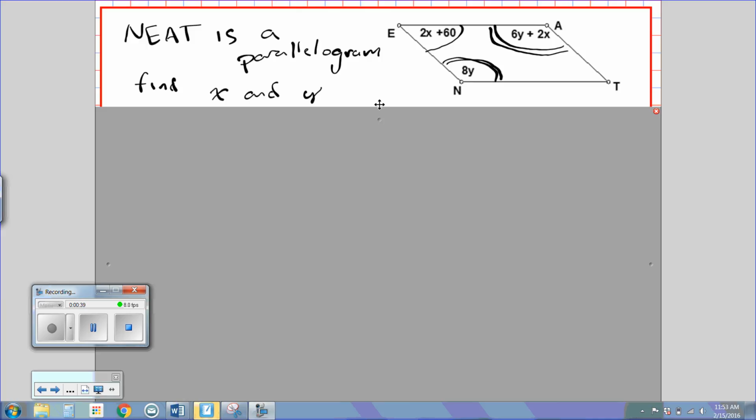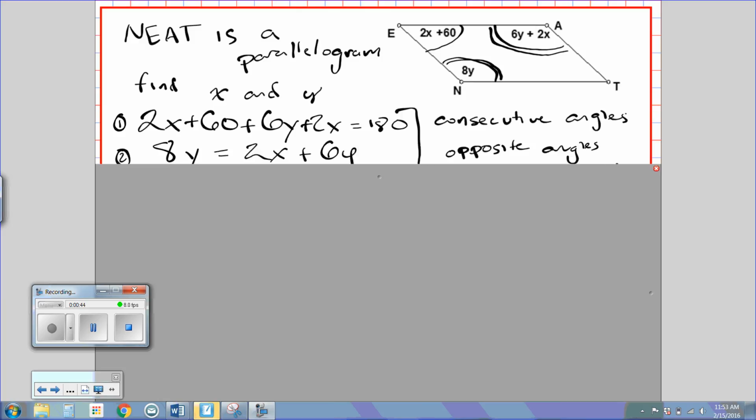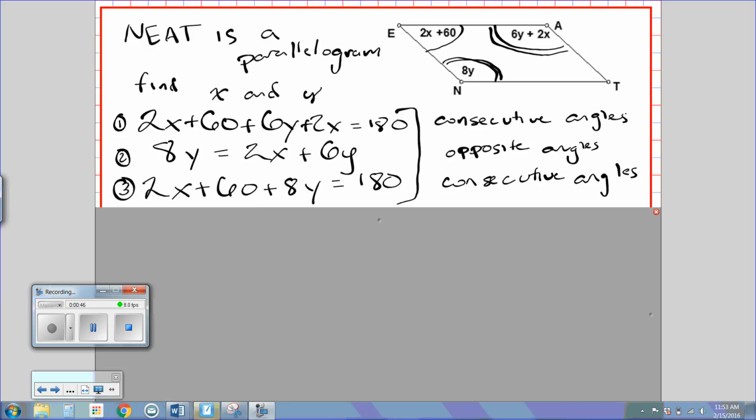So there are three equations that we can write with the given data. I wrote them here. One is 2x plus 60 plus 6y plus 2x equals 180. Those are consecutive angles, and they add to 180. The next one is 8y equals 2x plus 6y. Those are opposite angles, so they should equal each other. And then the third one, and this one's probably a little bit easier than the first one, is 2x plus 60 plus 8y equals 180.